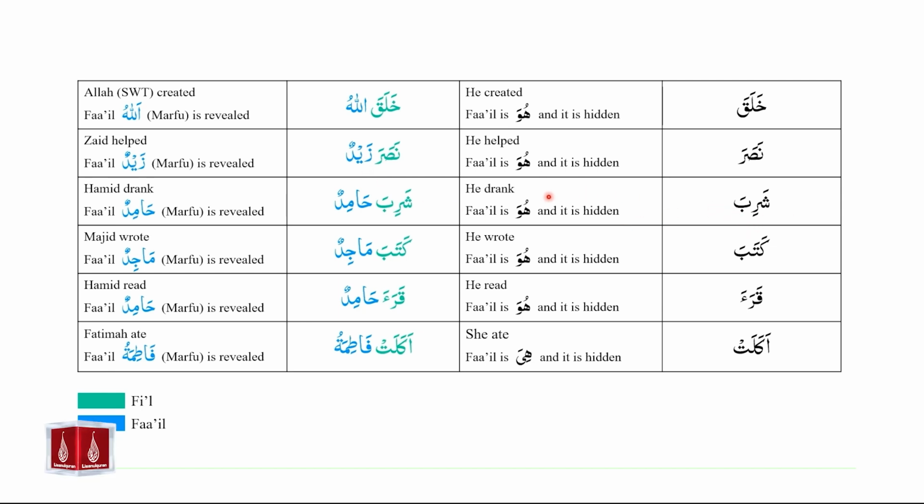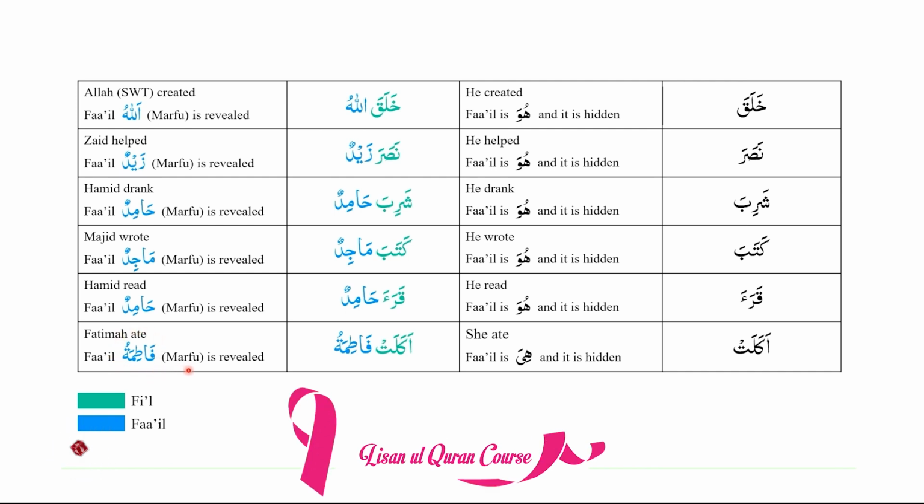The fa'il zaidun is revealed and it is used as a noun. Shariba, he drank. Shariba Hamidun, Hamid drank. Kataba, he wrote. Kataba Majidun, Majid wrote. Qara'a, he read. Qara'a Hamidun, Hamid read. Akalat, she ate. In this case, fa'il is hiya and hiya is hidden in akalat. Akalat Fatimatu, Fatima ate. In this case, Fatimatu is fa'il and Fatimatu is marfu. That is how we are identifying Fatimatu as the fa'il.